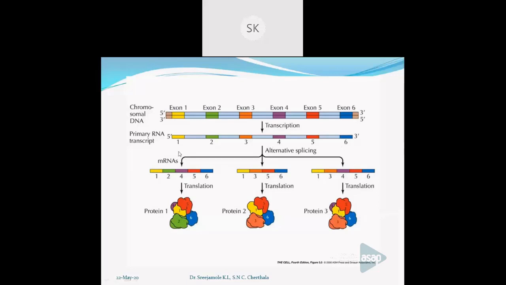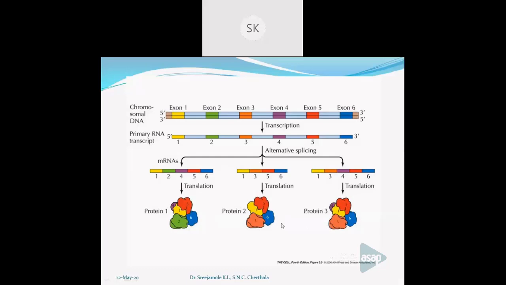So from the single pre-mRNA, all these 3 kinds of proteins can be produced. And that is the importance of alternative splicing. So a single gene can actually code for many different kinds of proteins. That is the significance of splicing.